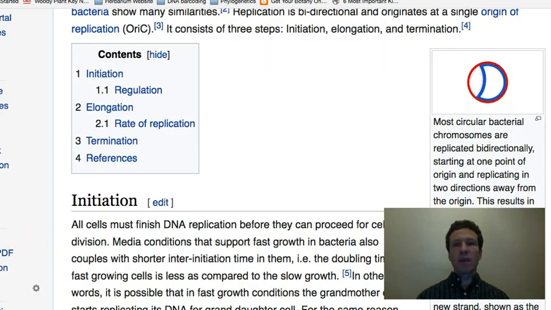So this is what we mean when we say that in prokaryotes, the process of DNA replication and the process of DNA division are simultaneous. It's being replicated, and then as it's replicated, it is also dividing into a separate chromosome.